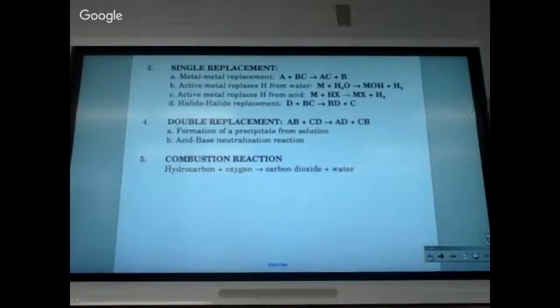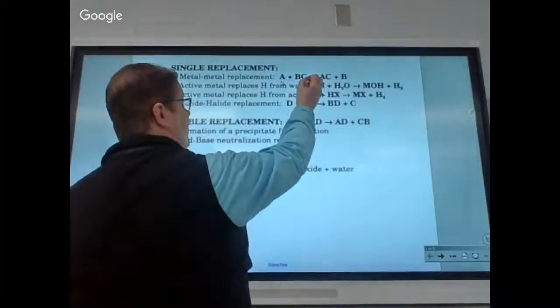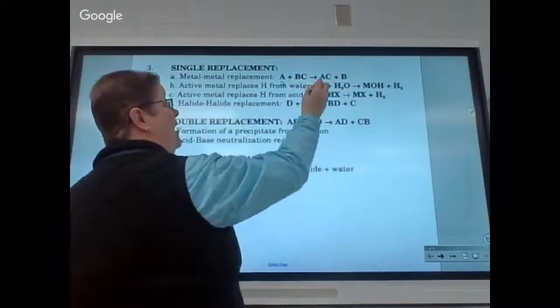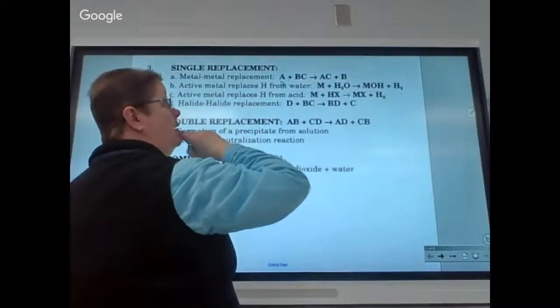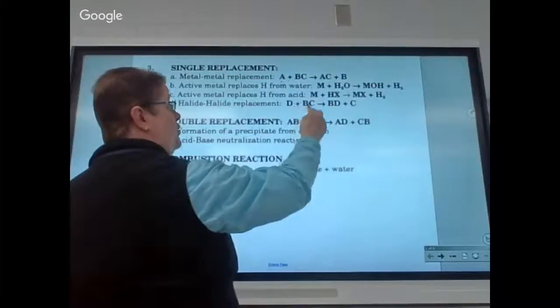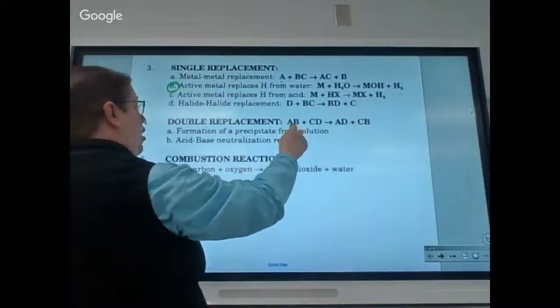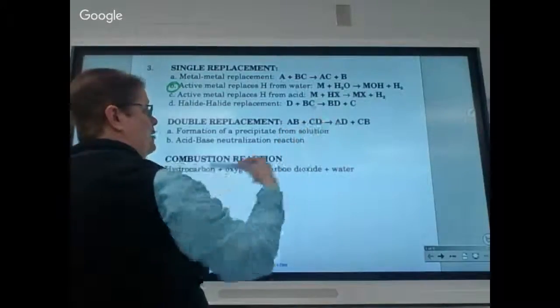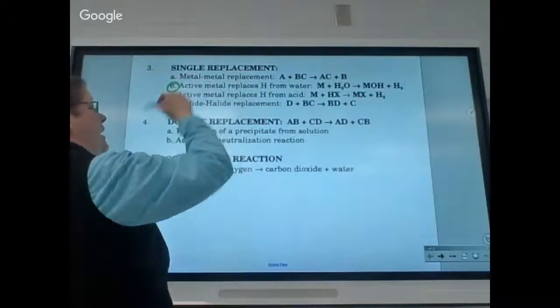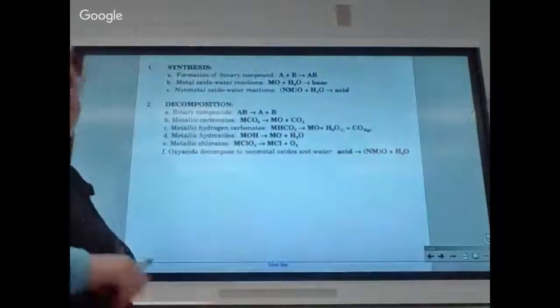Now, if you look at single displacement, they have multiple examples up here. But you'll notice it says A plus BC yields AC plus B. All it did was take 2 letters and switch them. These also took 2 and switched them. We will talk about this one because it's an exception. If you look at double displacement, all they did was switch 2 letters. Everything we've done, with the exception of B, is exactly what we've already talked about. So today our focus is on these 2.